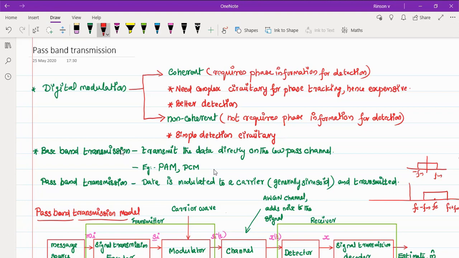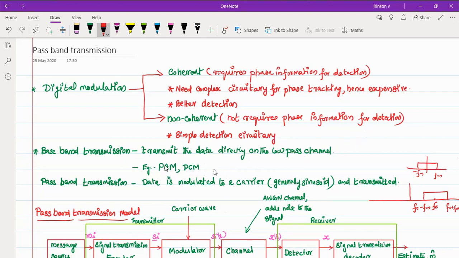Now the transmission model, we have two types of transmission models, that is baseband transmission and passband transmission. In baseband transmission, we transmit the data directly to the channel. We do not have any carrier here. We do not modulate the data to the carrier. For example, we have pulse amplitude modulation, pulse code modulation, studied in the first module.